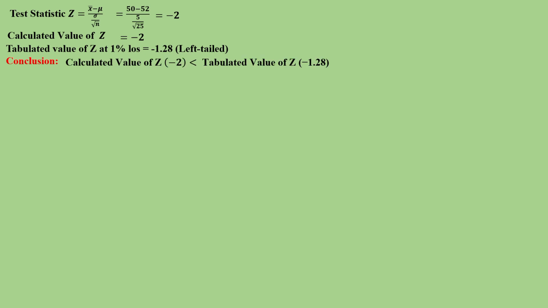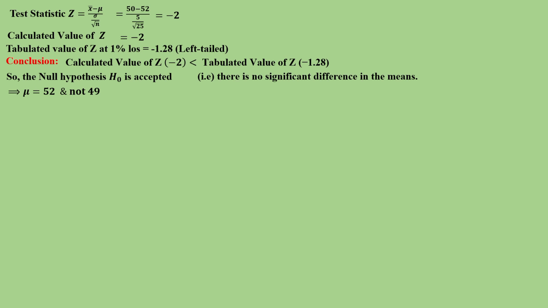At 1% level, you are taking z is equal to minus 2 as it is, whenever you are using left tail test. Then tabulated value you are taking minus value only, minus 2.33. Compare the calculated and tabulated. Calculated is less than tabulated in magnitude, therefore H naught is accepted. So mu is equal to 52 and not 49, right?